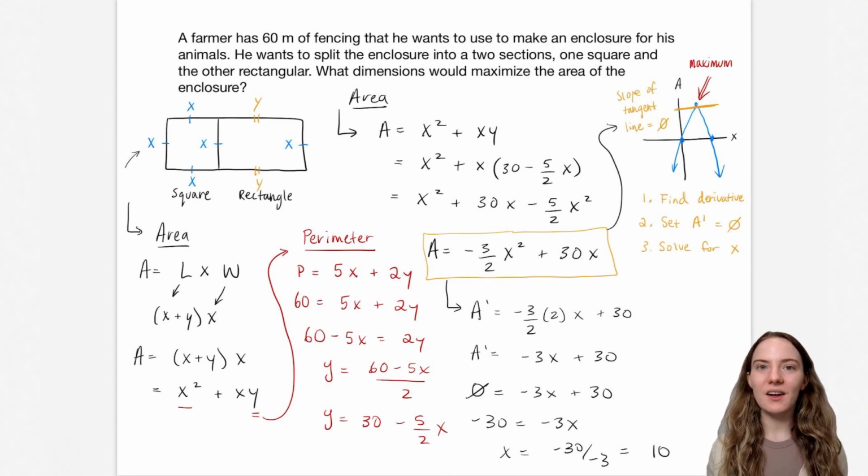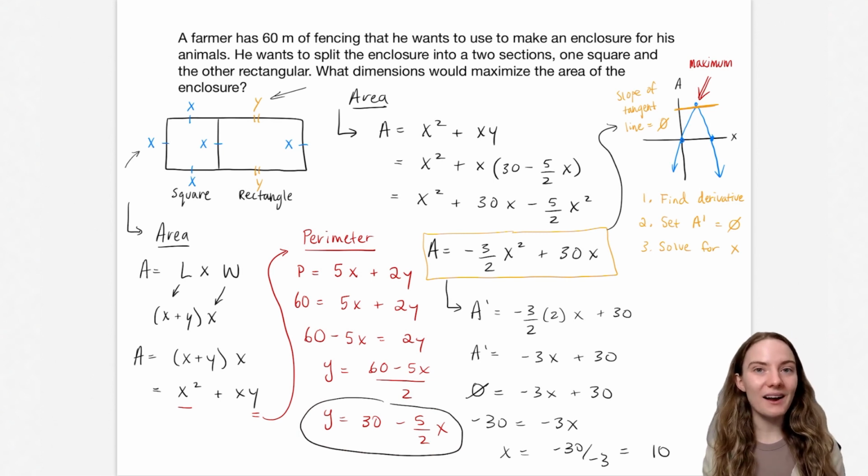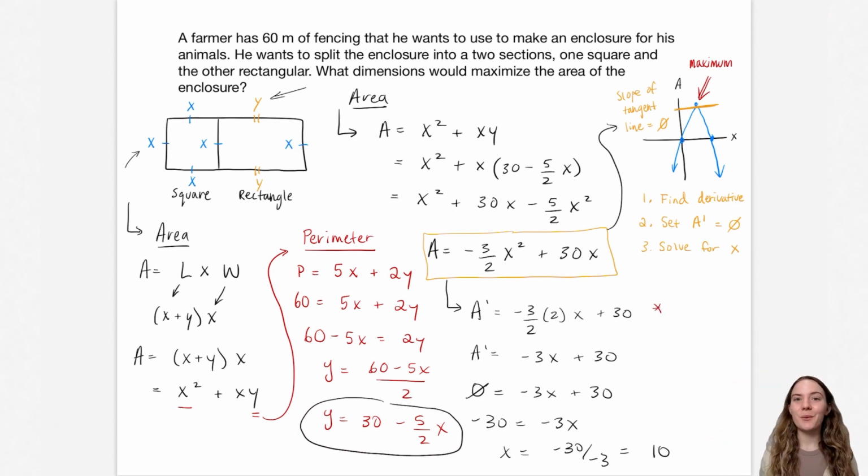But what about the other variable, y? We need to solve for that dimension. Well, luckily, we already have an equation for y in terms of x. So we have y is equal to 30 minus 5 over 2 x. And all you need to do is plug our x value into that equation. And that gets us a y value of 5 meters.